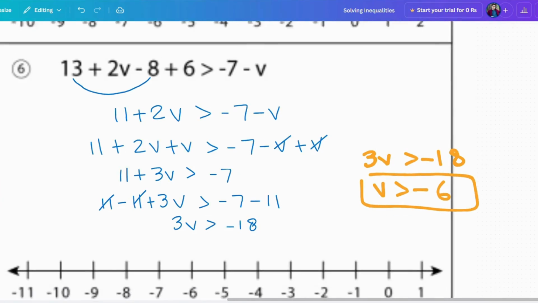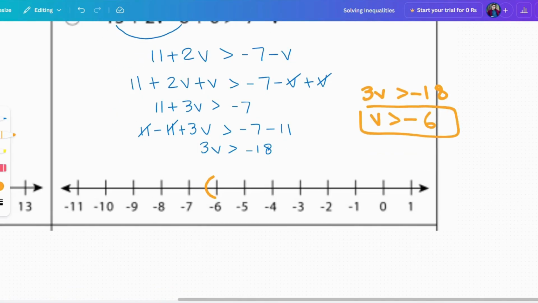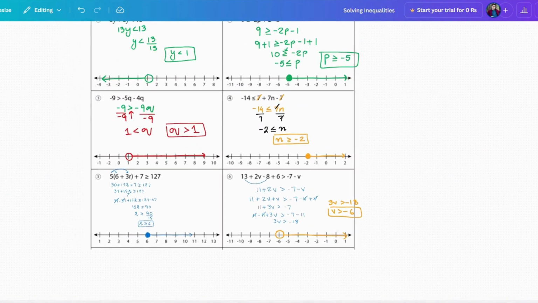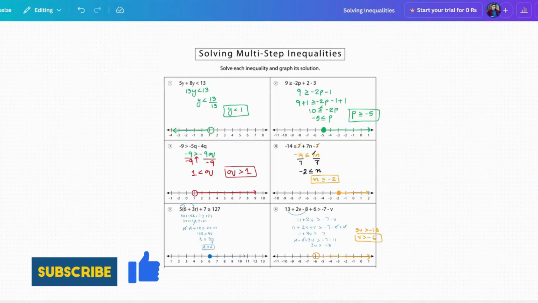So on minus 6, I'm going to put an open circle, and it will be pointing in this direction. So this is how you solve multi-step inequalities and graph them on a number line.